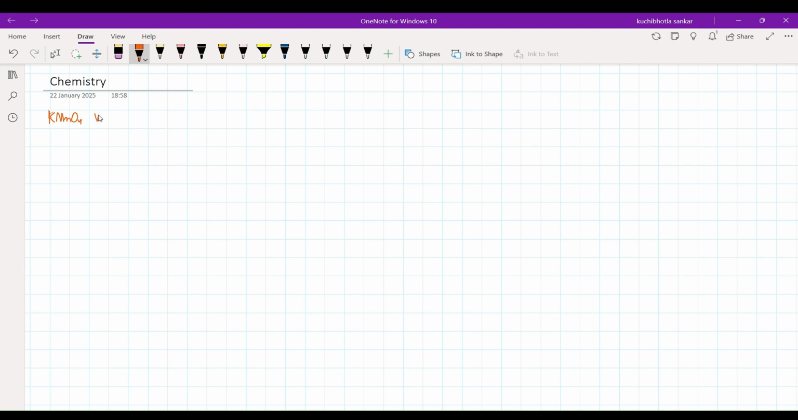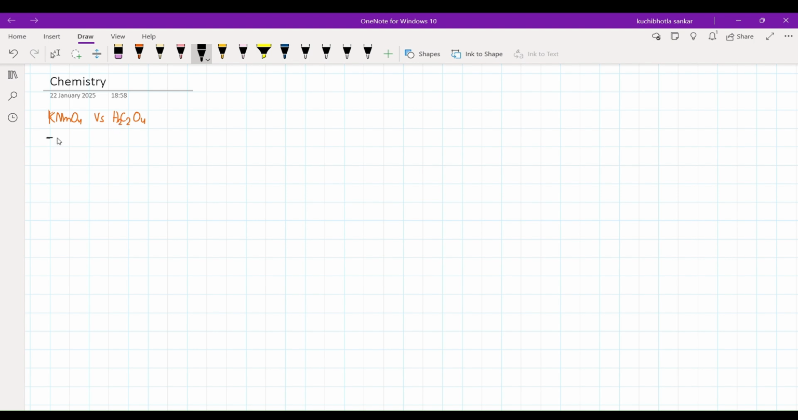Permanganate versus H2C2O4, that is oxalic acid. So we are performing a titration of potassium permanganate and oxalic acid. As usual we are going to write the aim first. We are going to calculate the amount of KMnO4 present in 100 ml of KMnO4 solution by using the standard H2C2O4 solution.